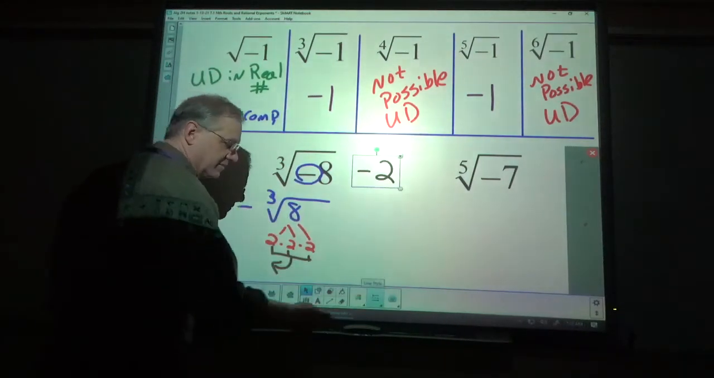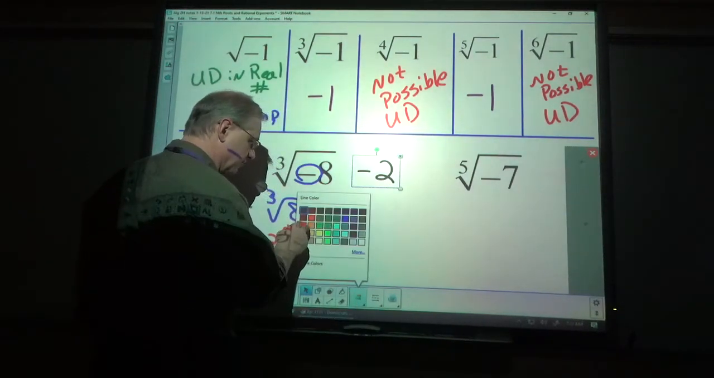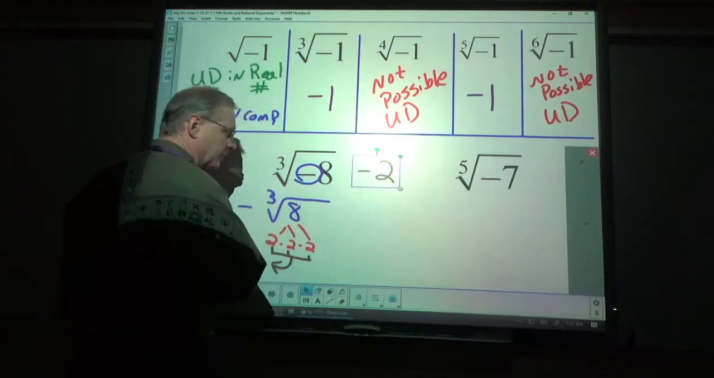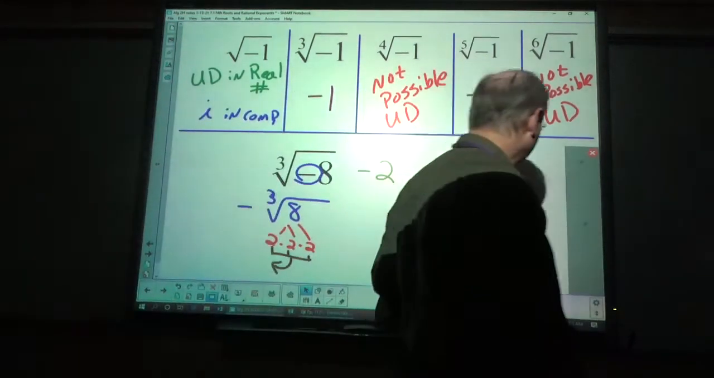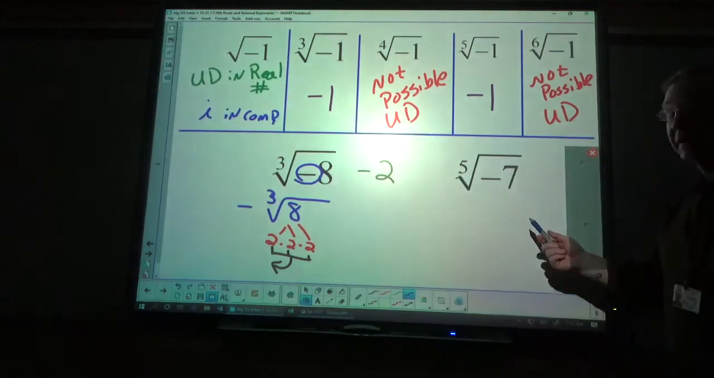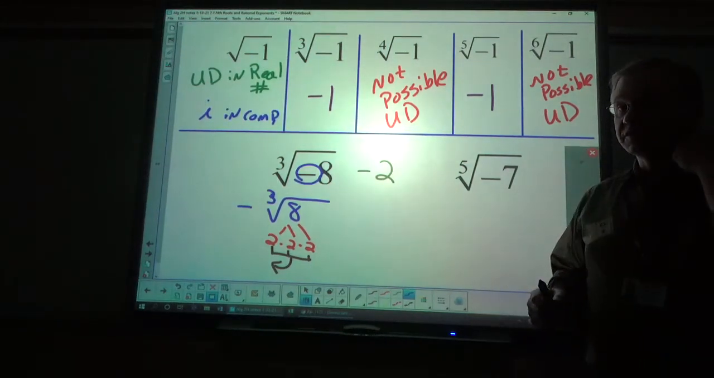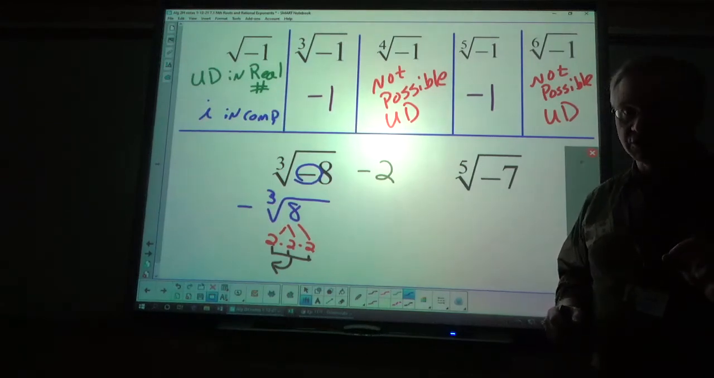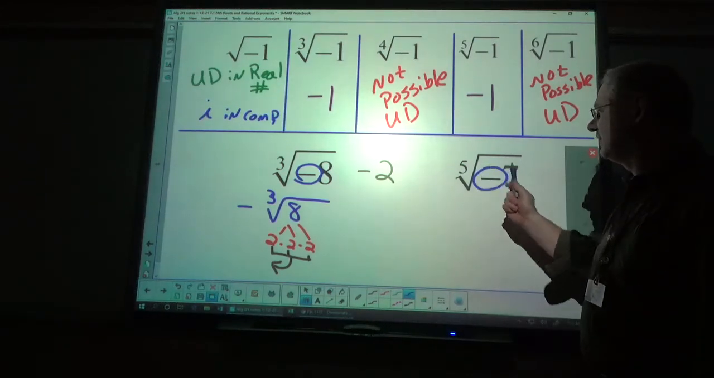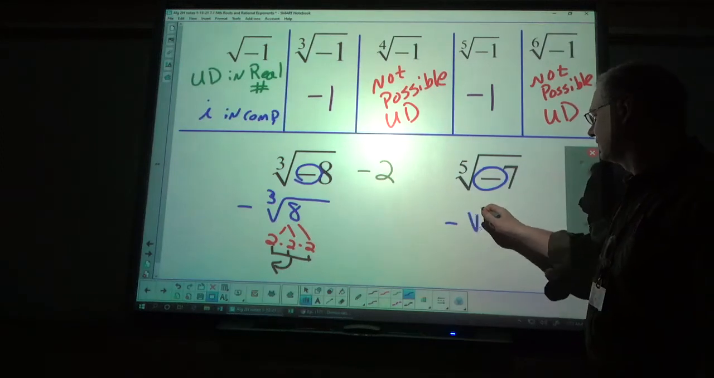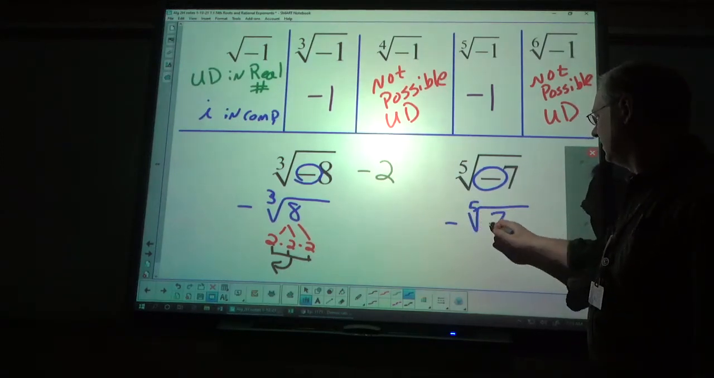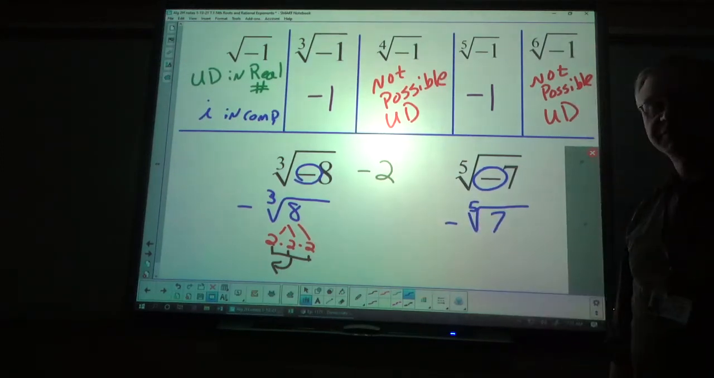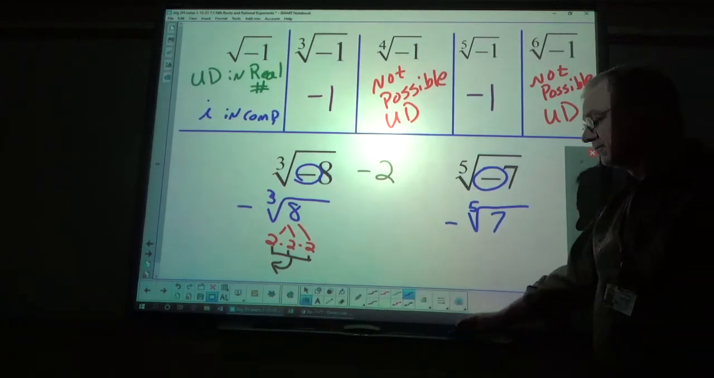I really should make that a different color so it shows up better. There. In this problem, I know I'm not going to be able to simplify the fifth root of 7 alone, but I can pull the negative on the outside. And that is as much simplification as I can do with that problem.